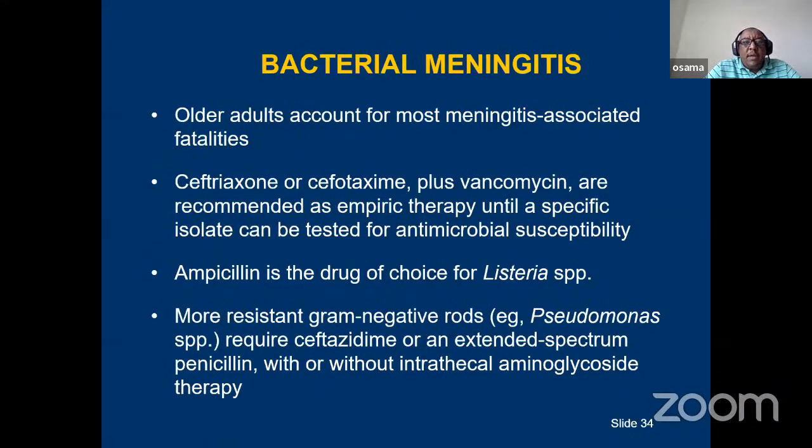Bacterial meningitis. Older adults account for most meningitis-associated deaths. Ceftriaxone, cefotaxime, plus vancomycin are recommended as empiric therapy until the specific isolated organism can be tested for antimicrobial susceptibility. Ampicillin is the drug of choice for Listeria species. More resistant gram-negative rods, such as Pseudomonas, require ceftazidime or an extended spectrum penicillin with or without intrathecal aminoglycoside therapy.